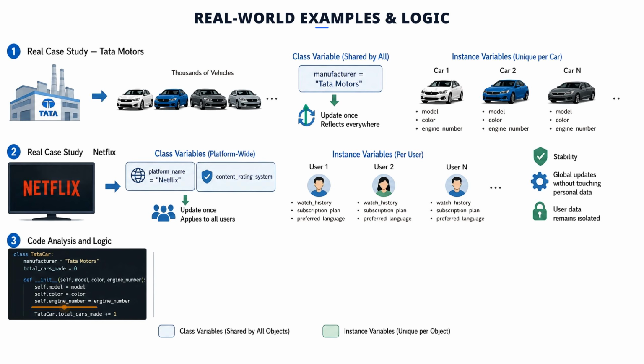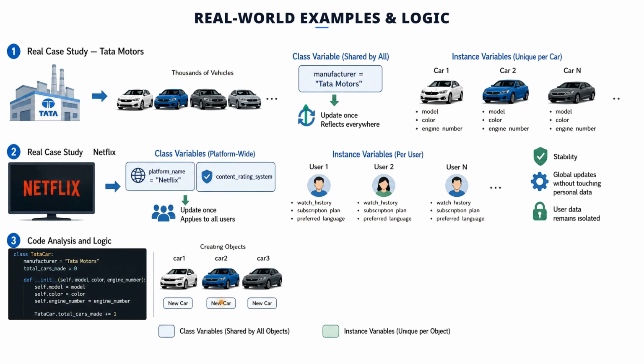The code uses a specific mathematical operation. Tata car dot total cars made plus equals 1. This line means that every time a new car object is born or initialized, the shared counter in the class goes up by 1. Because this variable lives in the class, it keeps a running total of all cars, regardless of which specific object triggered the increment. When we create car 1, car 2, and car 3, the total cars made increments up to 3.